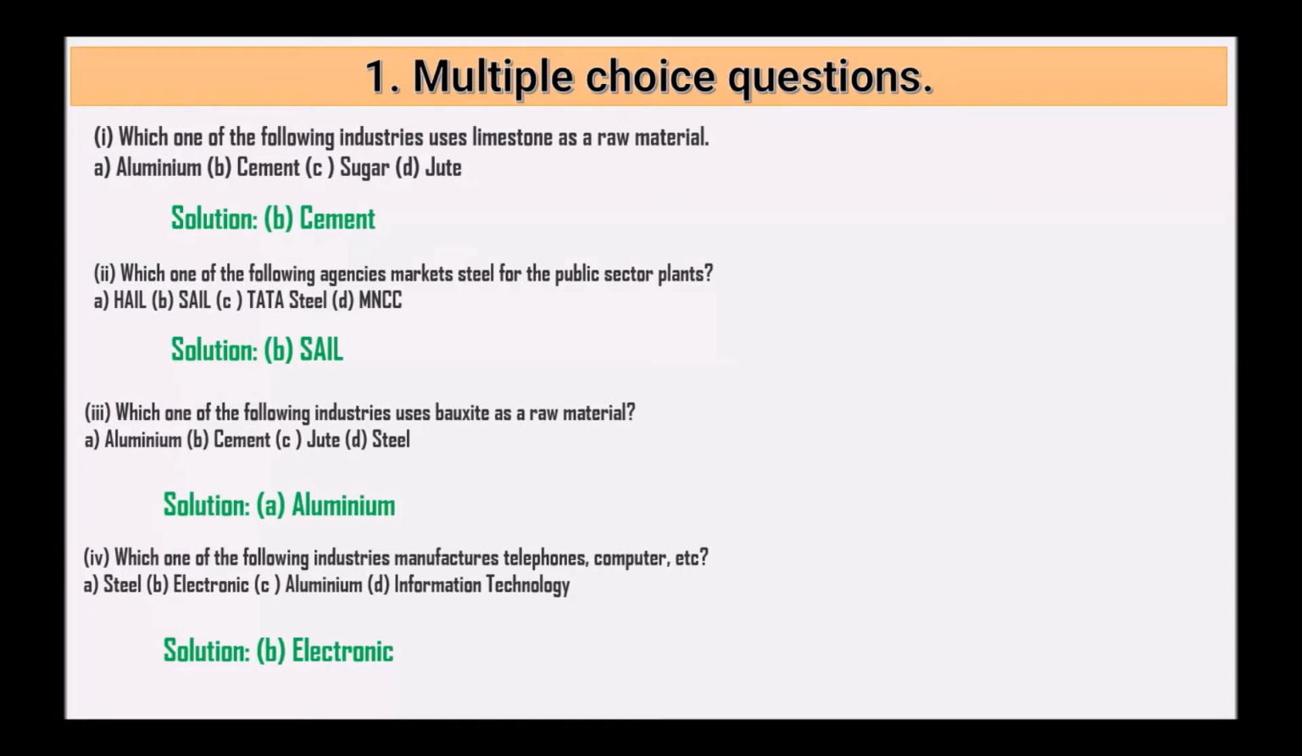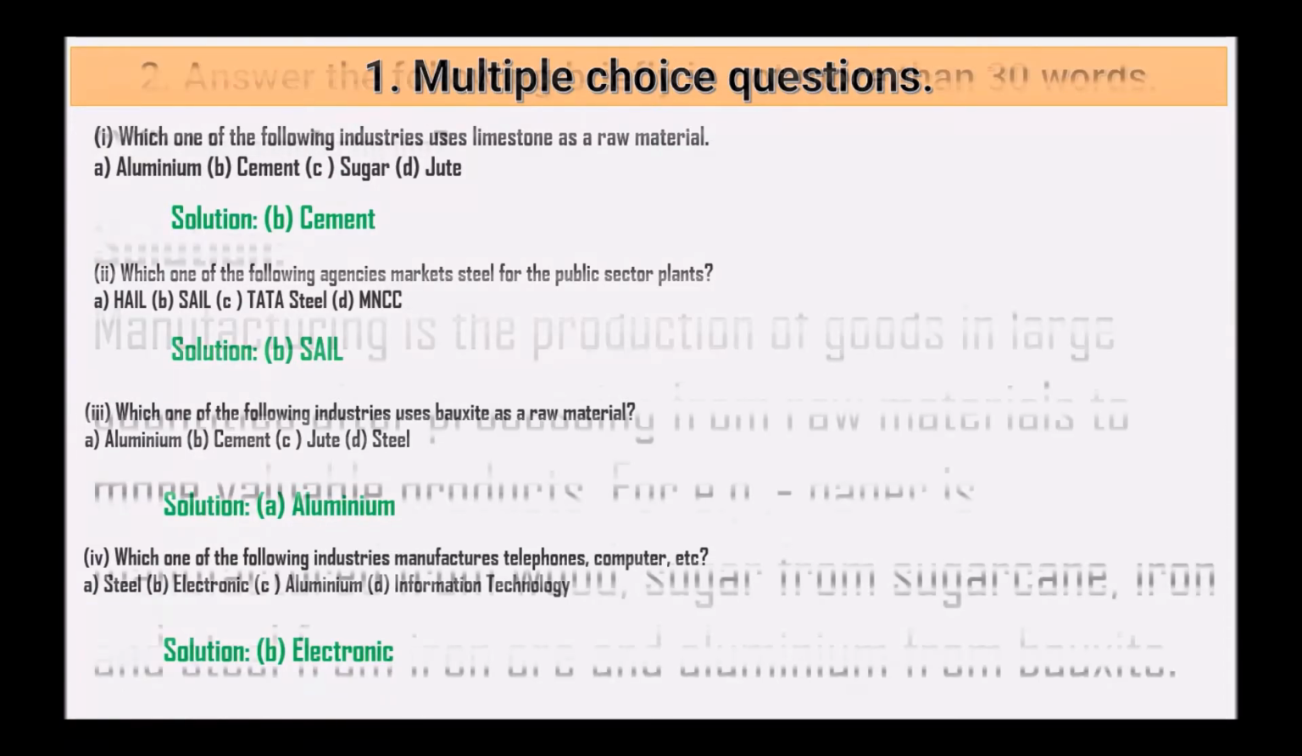The first question is a multiple choice question. Which one of the following industries uses limestone as a raw material? The answer is cement. Second, which one of the following agencies markets steel for the public sector plants? The answer is SAIL. Which one of the following industries uses bauxite as a raw material? The answer is aluminium. Which one of the following industries manufactures telephones, computers, etc.? The answer is electronic.